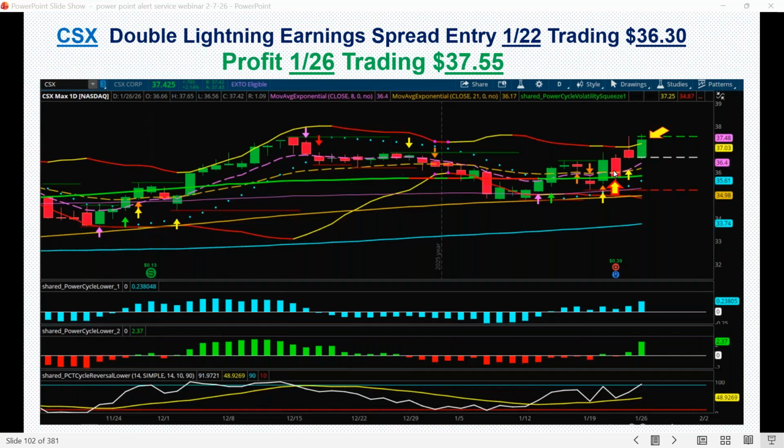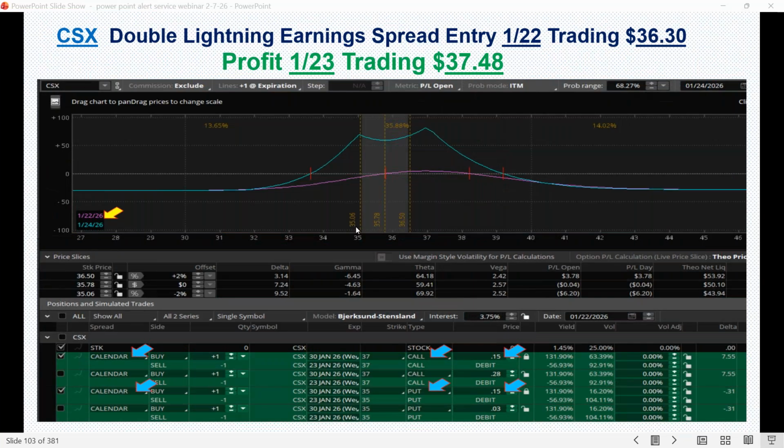So we set this one up here on the 22nd. This was one we did about a week ago, and it was traded at 36.30. We did what we call a double calendar. We did an adjustment to convert it into a call debit spread after the earnings were released, and turned it into a really nice winning trade. Very, super low risk trade. You can see the risk on this trade was $30.